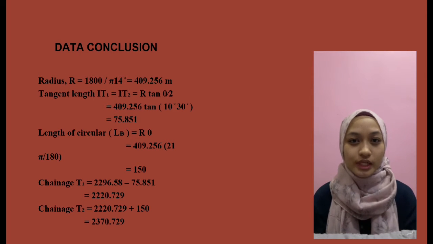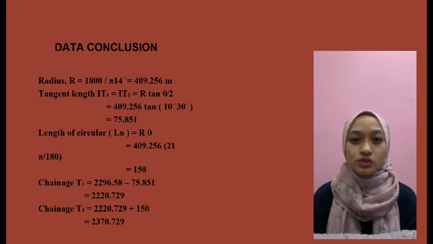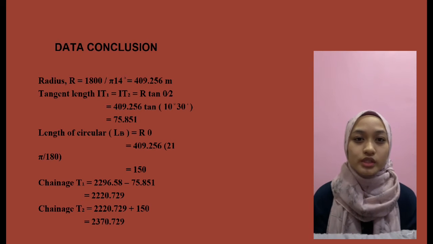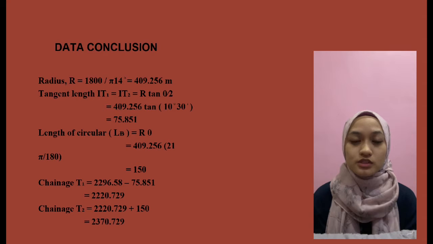The chainage T1 is 2296.58 minus 75.851 equals 2220.729. The chainage T2 is 2220.729 plus 150 equals 2370.729.